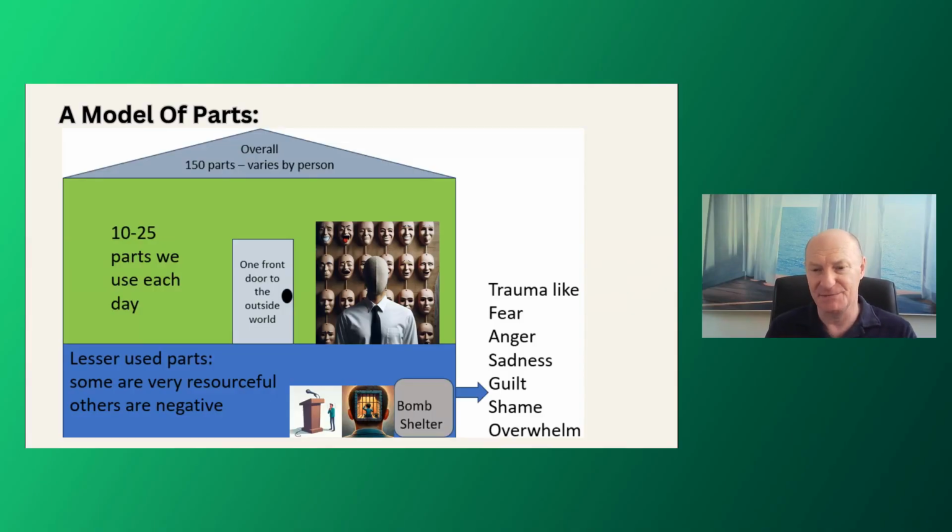Also down in the basement area, imagine there's something like a bomb shelter. And in there would be the parts of you that maybe don't come out very often. Some you've probably not heard of for a long time, maybe childlike parts, generally with some kind of trauma: fear, anger, sadness, guilt, shame, overwhelm. Those parts often have a bad habit with them.